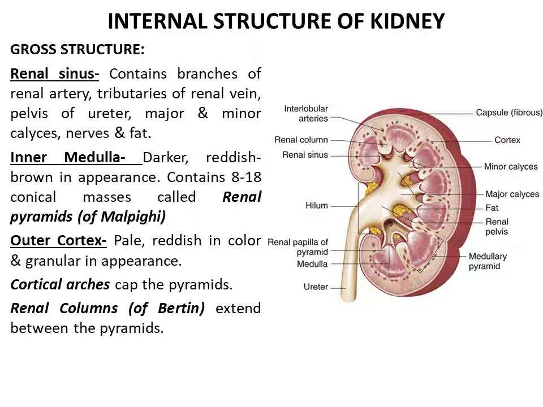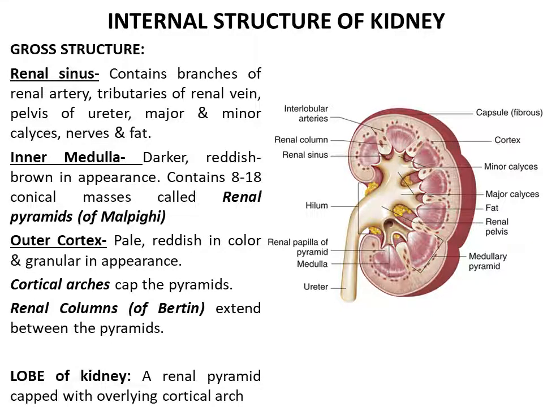The lobe of the kidney. One renal pyramid, which is capped with the overlying cortical arch, forms a lobe of the kidney.